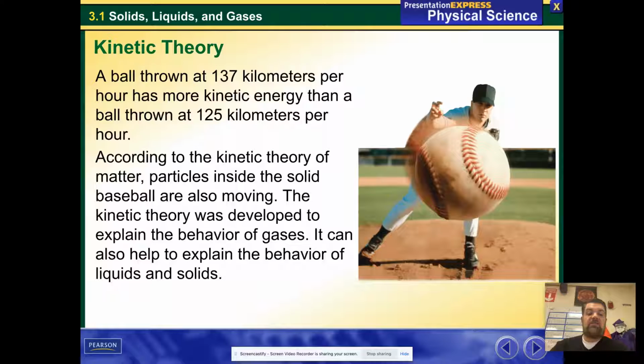The kinetic theory was developed to explain the behavior of gases. It can also help to explain the behavior of liquids and solids. So as you have more kinetic energy, that means that you're moving faster. So it's kind of a measurement of movement to some degree, what kinetic energy is.